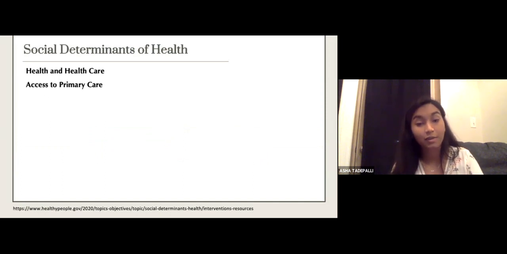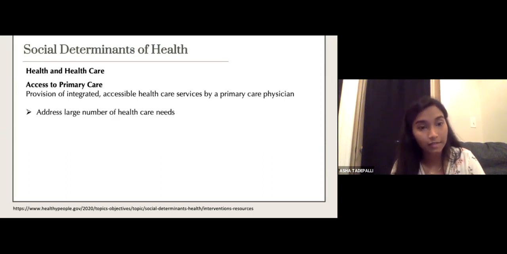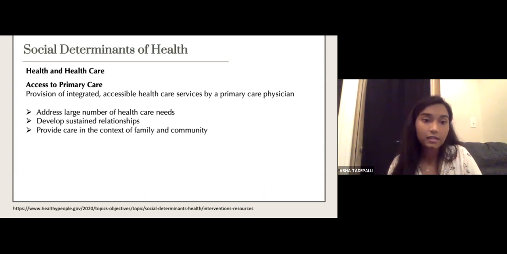So looking at access to primary care, not just healthcare itself, this is the provision of integrated, accessible healthcare services by a primary care physician. In a setting where primary care is available, we can have a more comprehensive exam and the doctor can address a large number of healthcare needs. They can develop sustained relationships, which can come from seeing the same provider consistently. And then this can provide care in the context of family and community, and they can develop trust between the patients and the provider and possibly their family members.